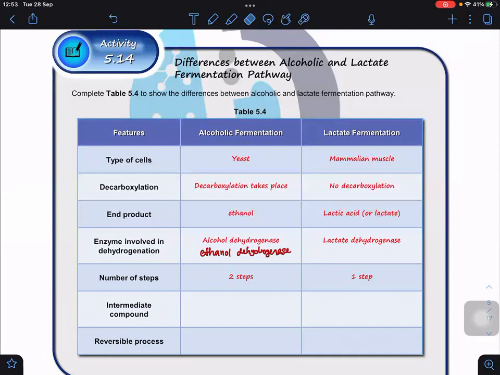So what are the intermediate compounds that form in alcoholic fermentation? Yes, we have ethanol or acetaldehyde that form during alcoholic fermentation, but in lactate we don't have an intermediate compound, because the pyruvate is directly reduced by the reduced NAD. Is the process reversible? Alcoholic fermentation is irreversible. Whatever alcohol we have will be wasted, because the plants and the yeast won't be able to metabolize the alcohol. That's why alcohol can kill them. Lactate, yes, it's a reversible process.